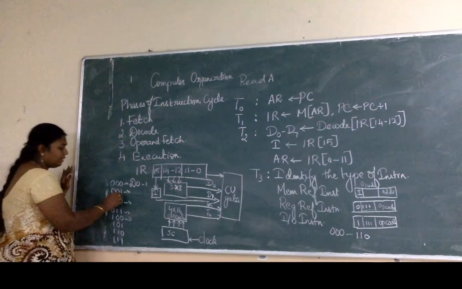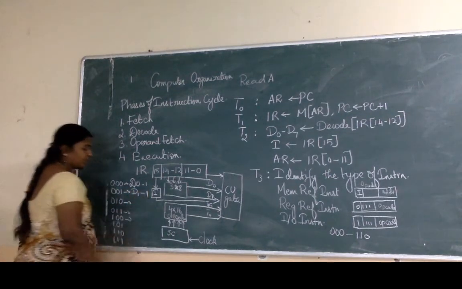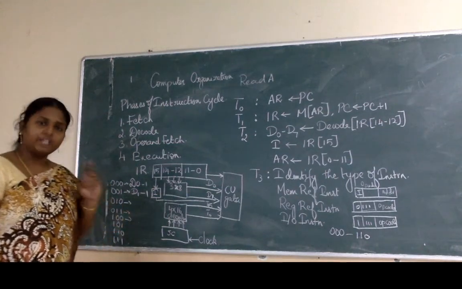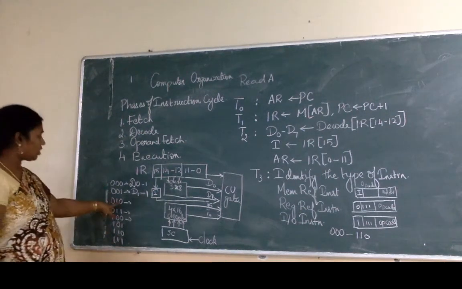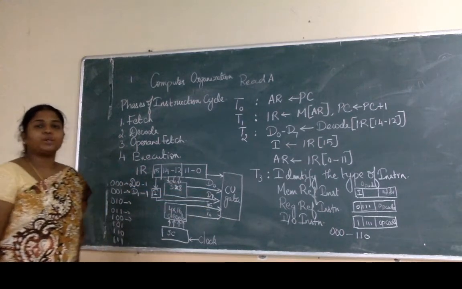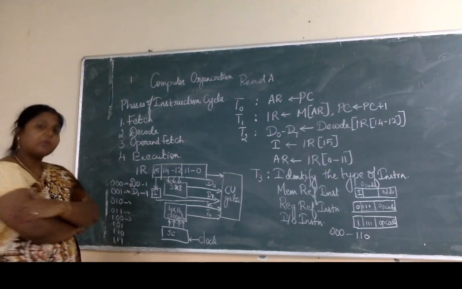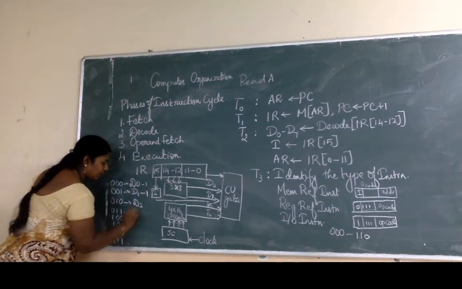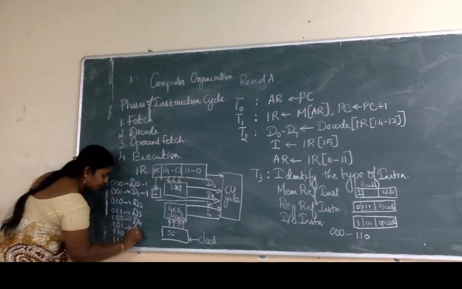And when the input is 0, 0, 1, the value D1 is going to be 1. And all other bits, D0 and D2 to D7, are going to be 0. So based on this combination, one of the control signals D0 to D7 is going to become 1. The rest of the signals are going to become 0. So we are going to use this method to identify the type of instruction.